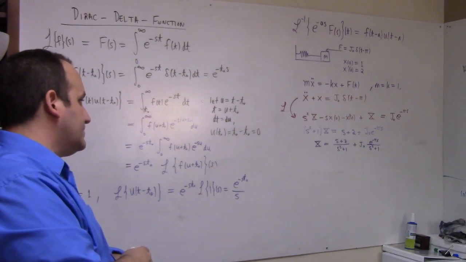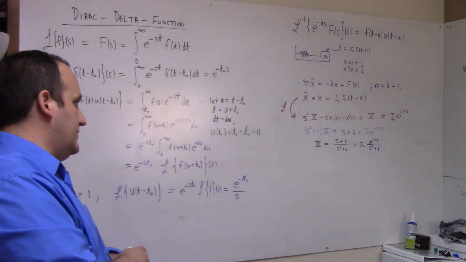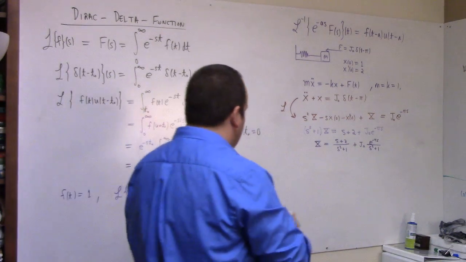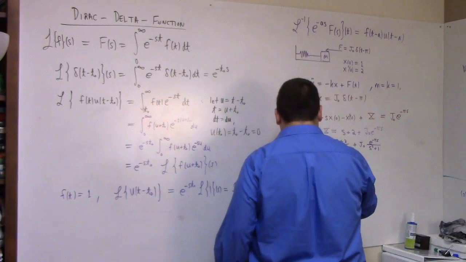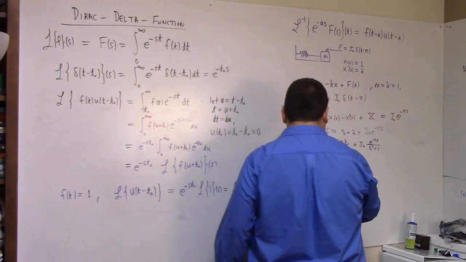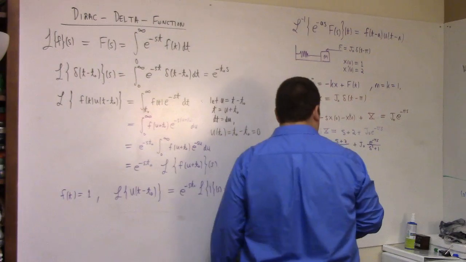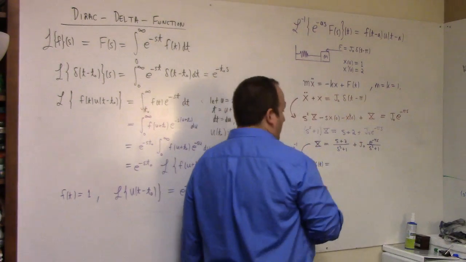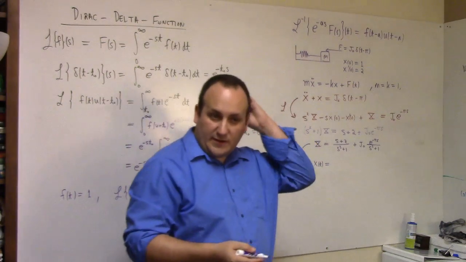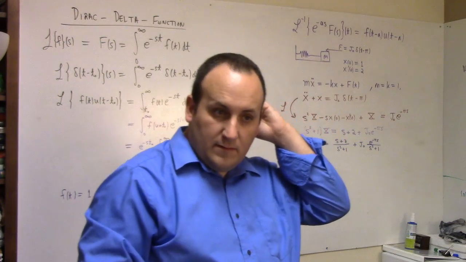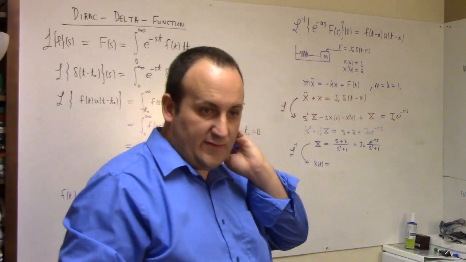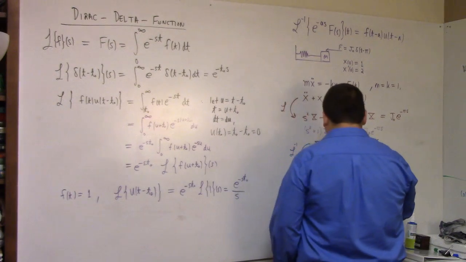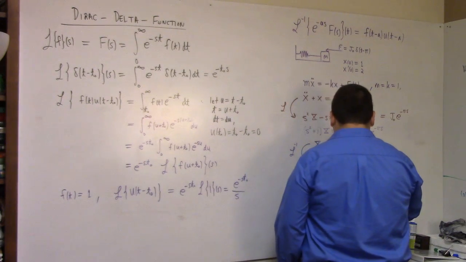And then to finish it, we have to take the inverse Laplace transform to get back to the time domain, right? So the inverse Laplace transform gives me x of t. Now, let's see here. The s over s squared plus 1 gives me a cosine. The 2 over s squared plus 1 gives me 2 sine, because of the 2. So I get cosine t plus 2 sine t.